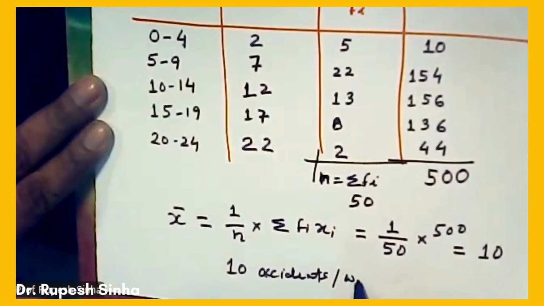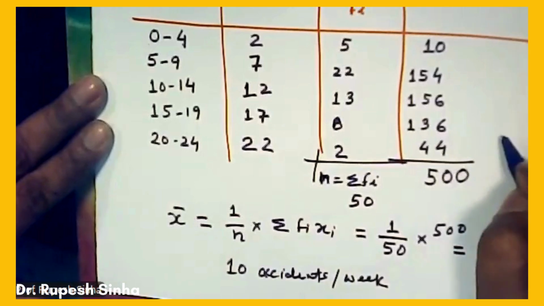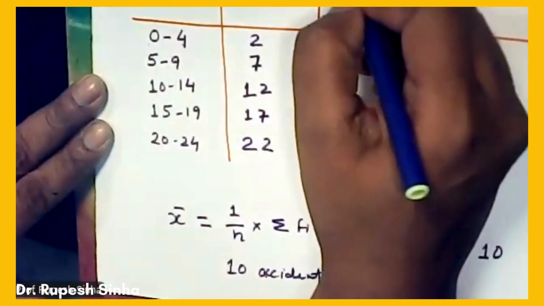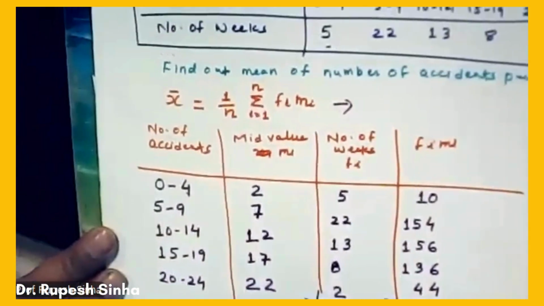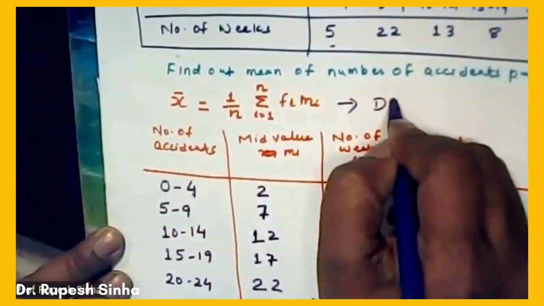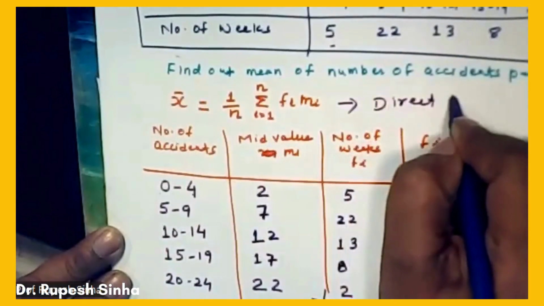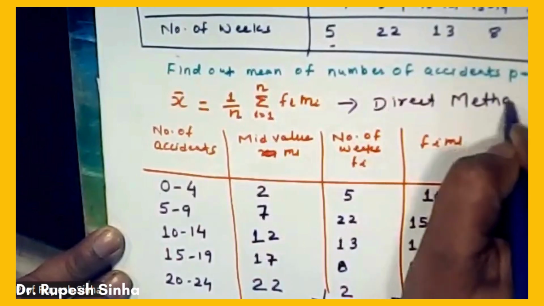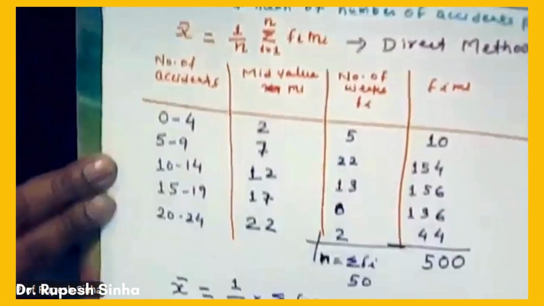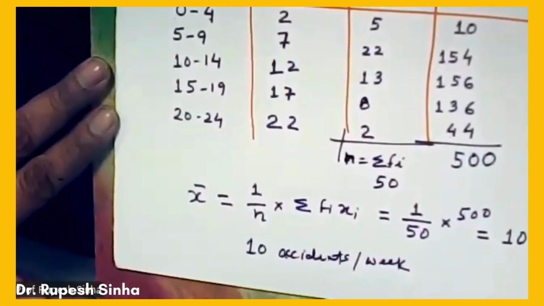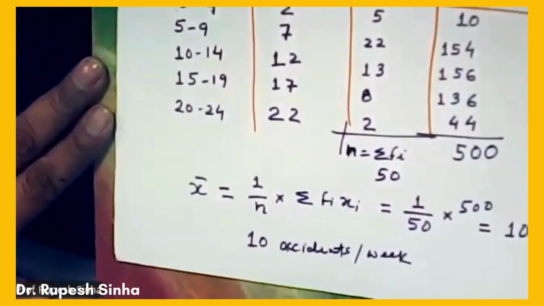Fine. So this is what we used here: direct method. This is the formula for direct method. So by direct method, we got this answer. Hope you understood it.